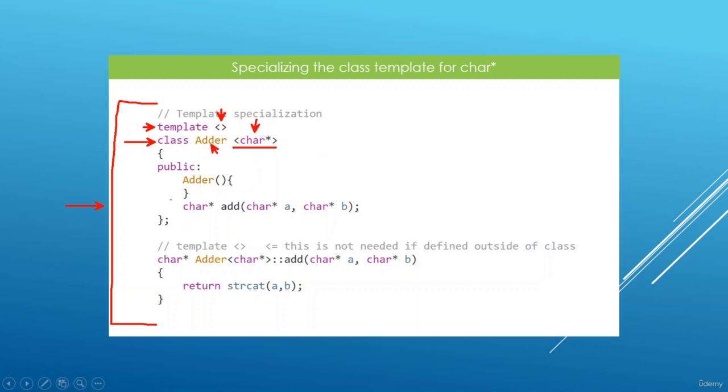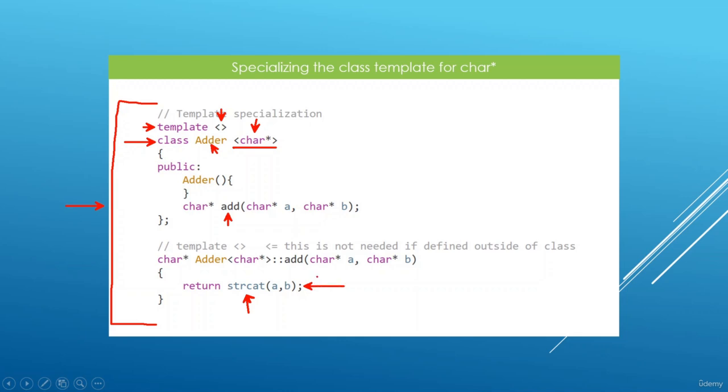After we do this, we're going to go in and specify our add method and say that it is going to be working on char pointers. And what we will do in our method implementation is use the strcat facility from the CString library and concatenate these strings, and return a char pointer pointing to the result of concatenating these two things.